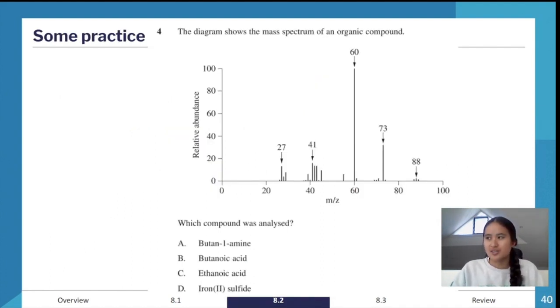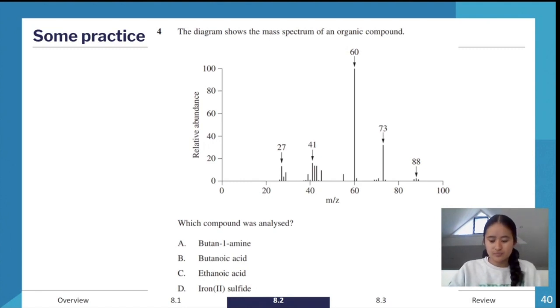Here's a practice question. As I said before, the furthest one, that 88 over there, is our molar mass. That's the first thing you should look at when you look at a mass spec. You want to look at that molar mass, and when you do, you can rule out most of the options. Then the next thing you need to look out for is the fragments. That 60 is very important. You need to find out what that 60 means.